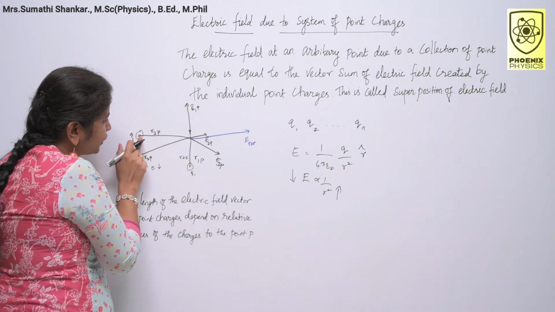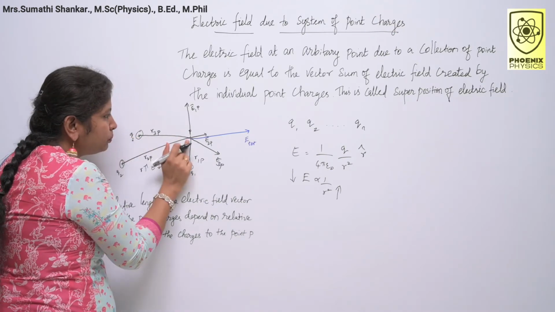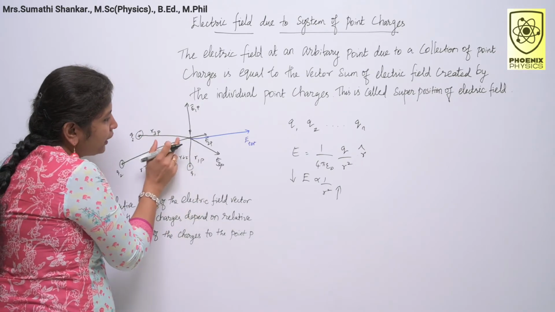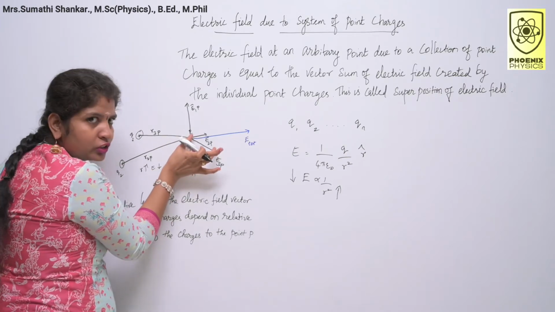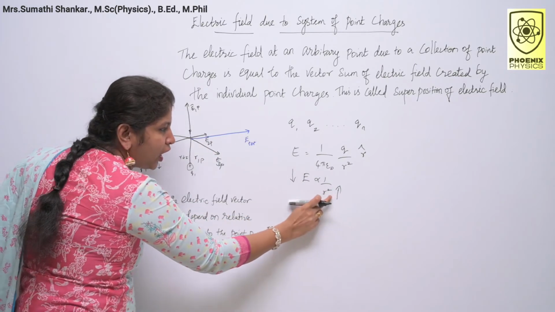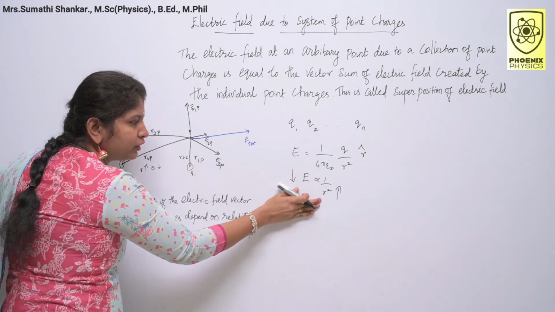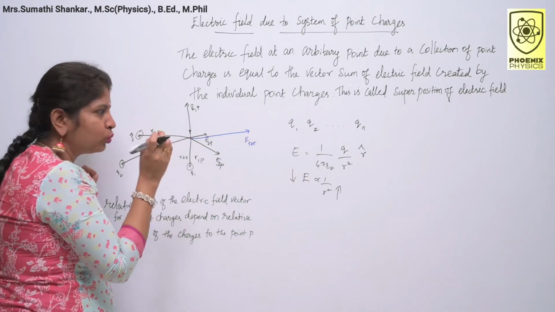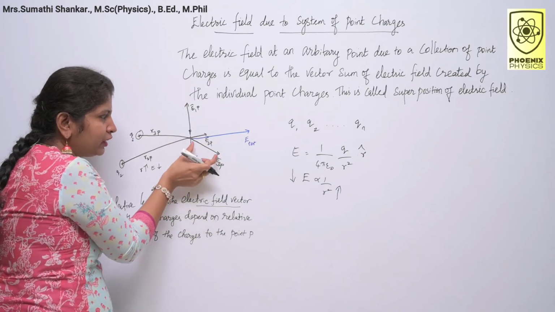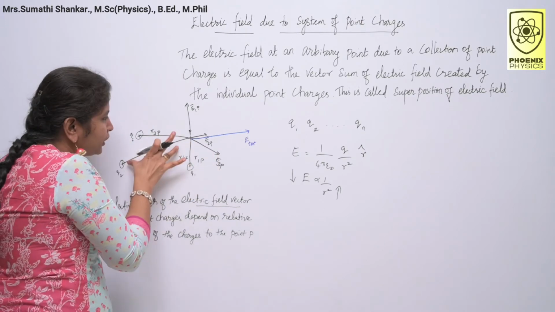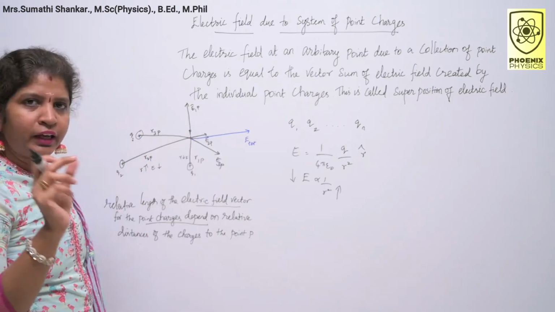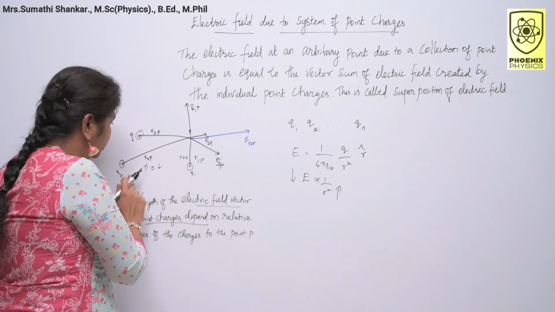Look at the third line. Here the distance between Q3 to P is R3P. This is somewhat bigger than this R1P. So I have drawn this E3P line this much. So what is the meaning? E is inversely proportional to R square. If R increases, E decreases. Based on this formula, I have drawn this line. What is your conclusion? The relative length of the electric field vectors for the charges depends on the relative distance of the charges to the point P. Here I have 3 point charges Q1, Q2, Q3.